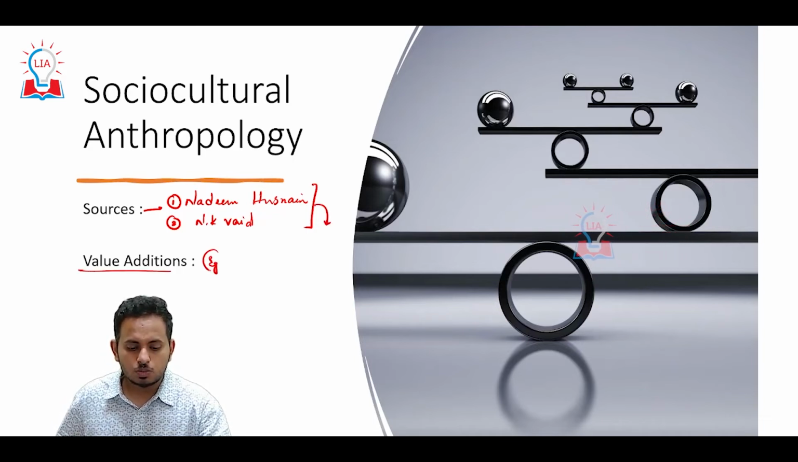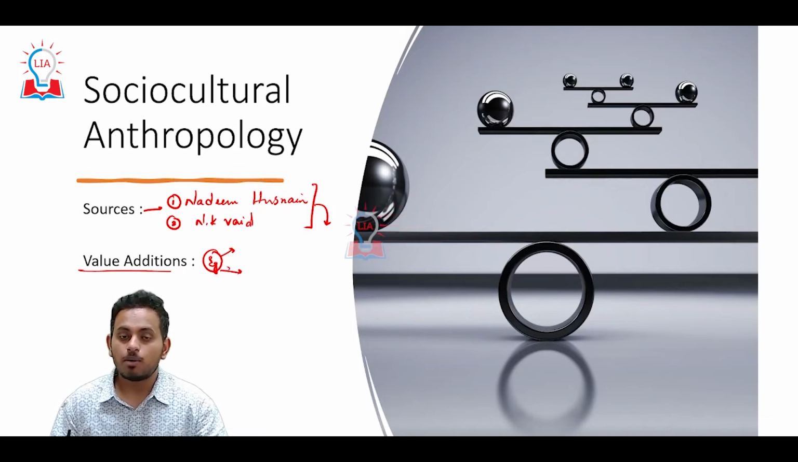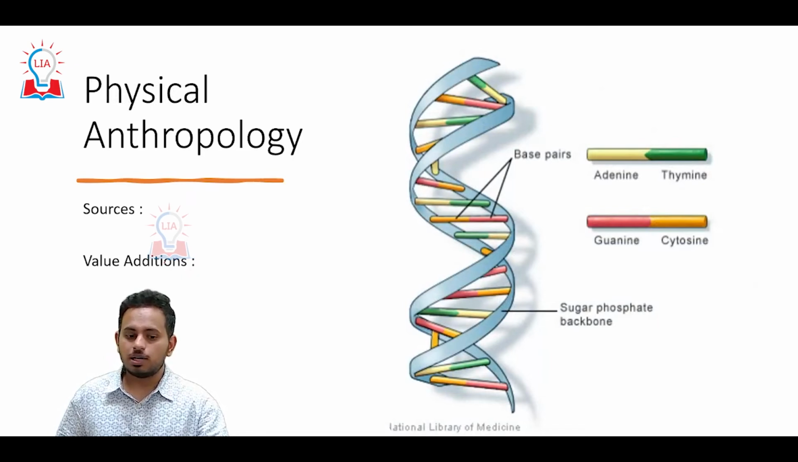Value additions here would be examples: examples of the tribal communities, examples of the practices. In our latest video, we talked about the practice of witchcraft in Kerala, which led to the death of a woman who was chopped into 56 pieces, and the human flesh was consumed. So this is called witchcraft. Such important examples and case studies will be the value additions in sociocultural anthropology.